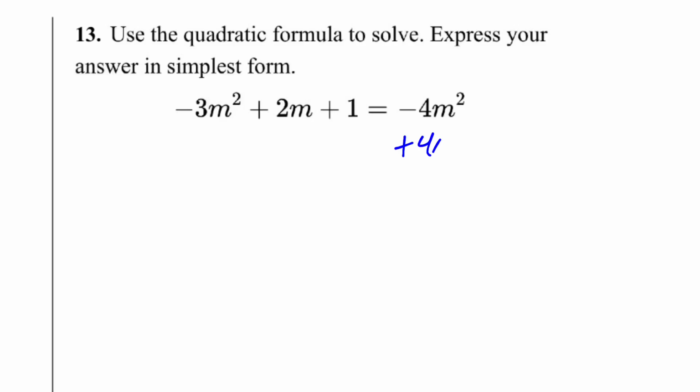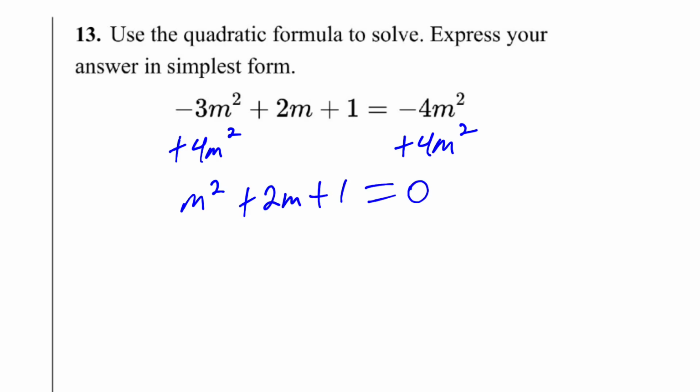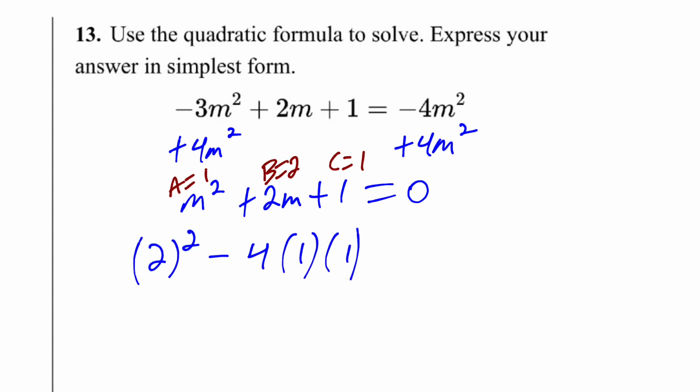First step here is I add 4m squared to both sides. I get m squared plus 2m plus 1 is equal to 0. So a is 1, b is 2, c is 1. Let's plug that into b squared minus 4ac. So that's 2 squared minus 4 times 1 times 1. In this case, you get 0.